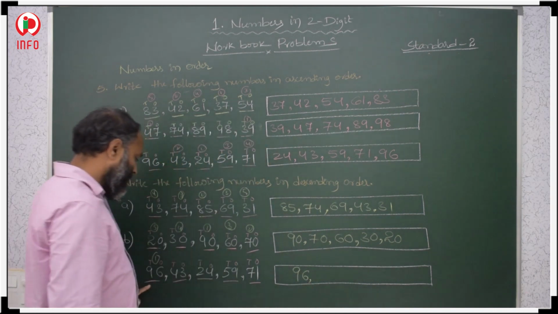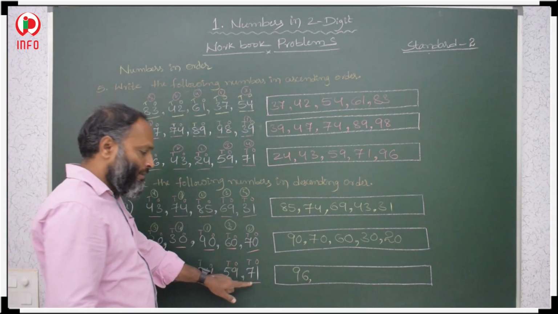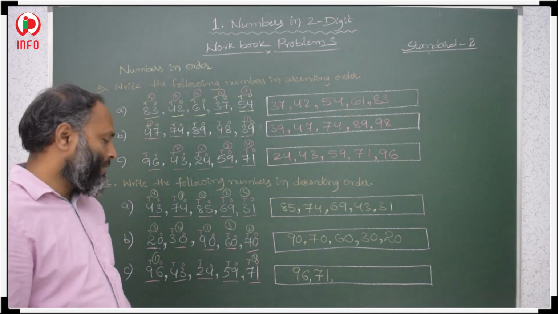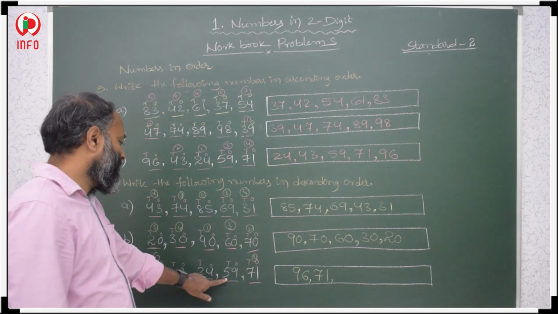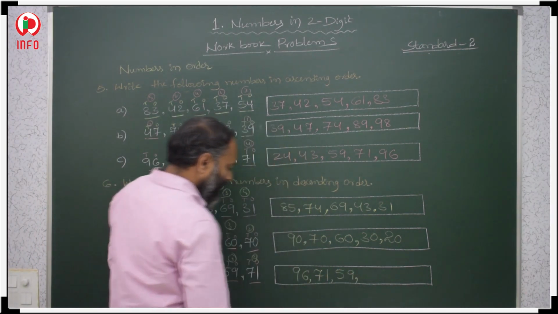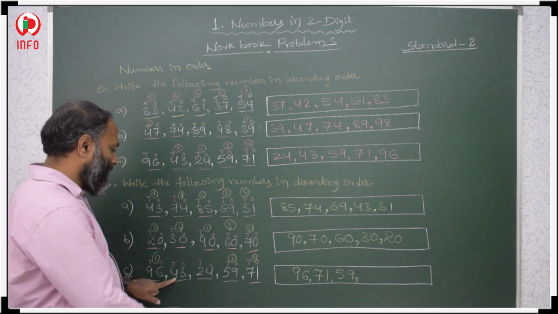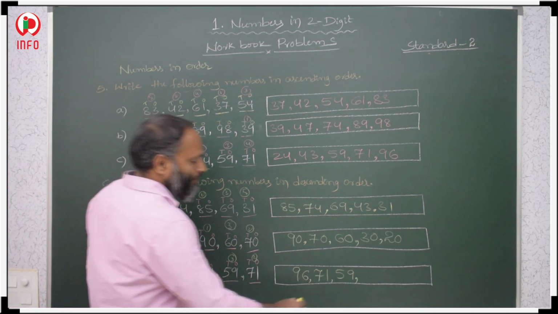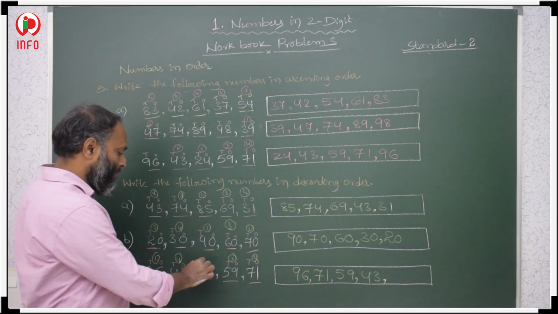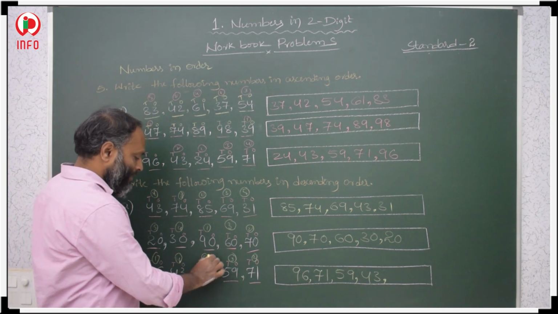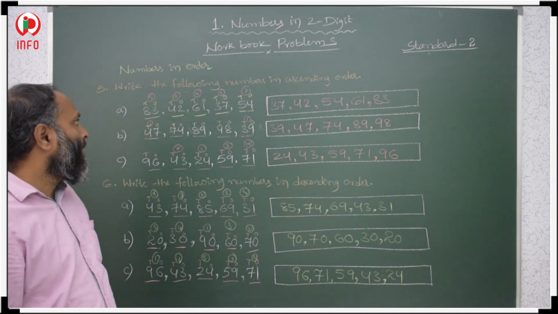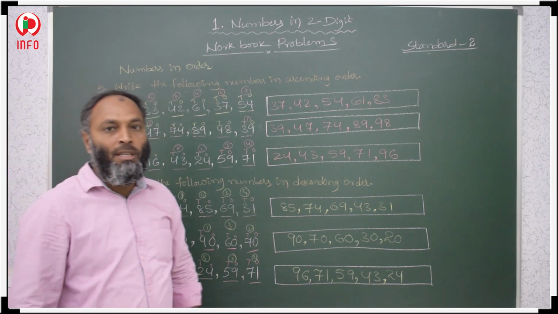96. After 9, 7 will come, that is 71, in second place. Then after 7, 5 will come, 59, in third place. Then after 59, 43 will come, in fourth place. Then after 43, 24 will come, in fifth place. So in this way we have to arrange descending order and ascending order. These are numbers in order.